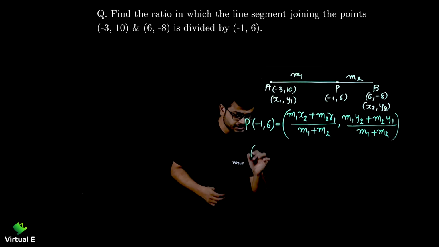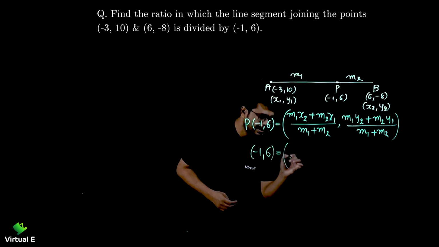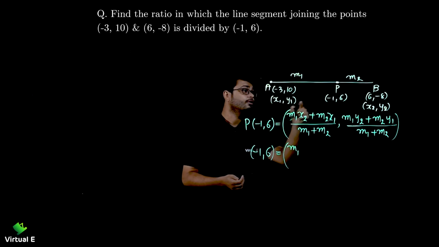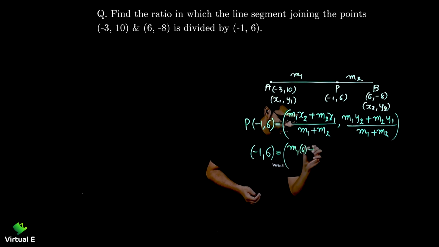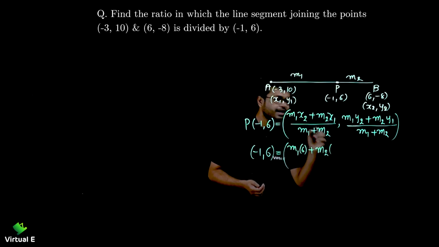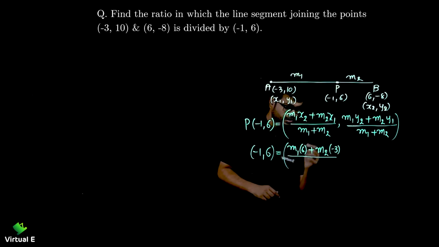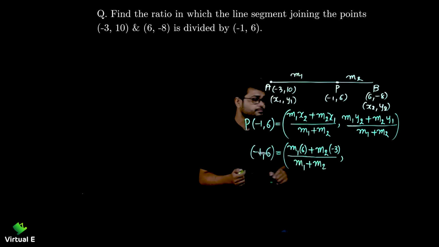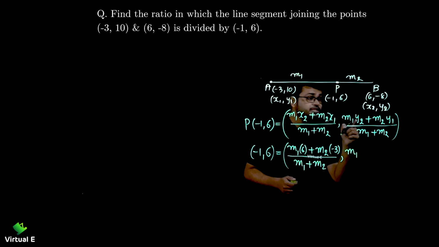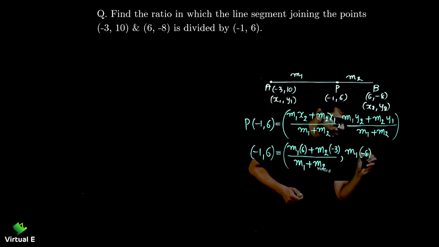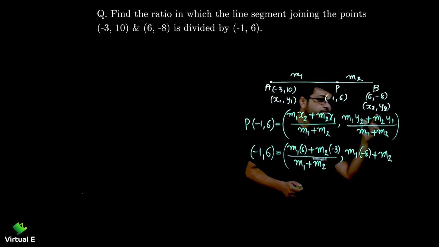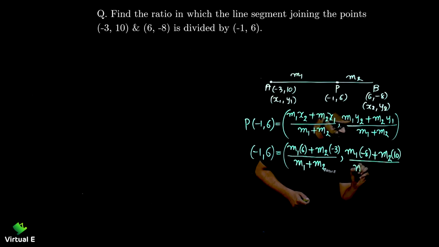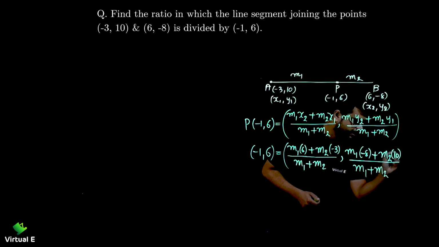Let's write the coordinate as it is. So (-1, 6), and let's substitute the values. m1 we don't know, so keep it as it is, m1 here. What's the value of x2? See, 6 over here plus m2. What's the value of x1? -3. Now denominator m1 plus m2. Let's write the y coordinate now, which is m1 as it is. What is my y2? Here -8 plus m2. What is my y1 here? 10. Done. And denominator will be as it is. We do not have value of m1 and m2.